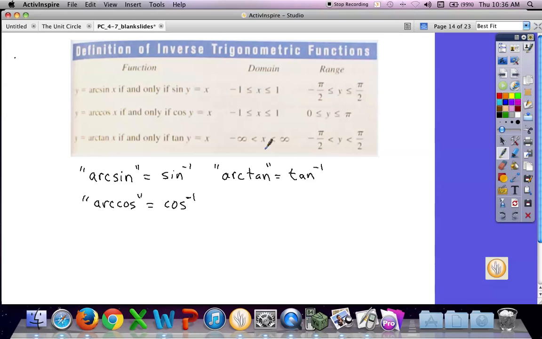Now, when you're looking at this here, they're not using the sine inverse and cosine inverse and tan inverse. They're using a word, which I don't even know where it comes from. I might have looked it up one time, but I forget. But instead of saying sine inverse, they're saying arc sine. Instead of saying cosine inverse, arc cosine, and arc tangent. But it means the same thing, and they're not consistent. Sometimes they use sine to the minus 1, sometimes they use arc sine. So just think of them as the same thing.